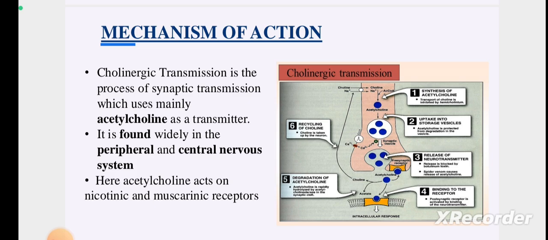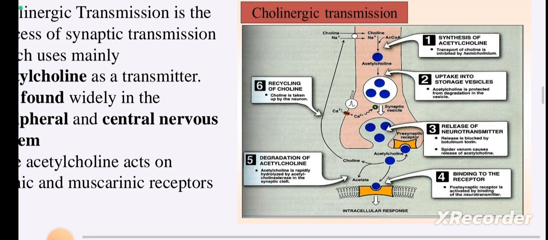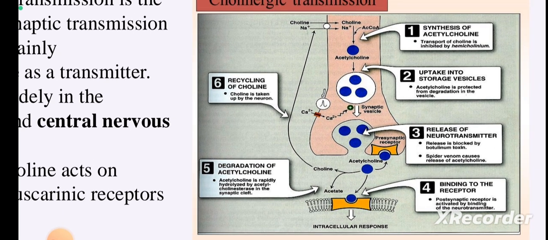Here cholinergic transmission you can see in the diagram. Let me zoom on the diagram. So here you can see the first part is synthesis of acetylcholine. Transport of choline is inhibited by hemicholinium. Second is uptake into storage vesicle. Acetylcholine is protected from degradation in the vesicle. Third, release of neurotransmitter. Release is blocked by botulinum toxin. Spider venom causes release of acetylcholine.